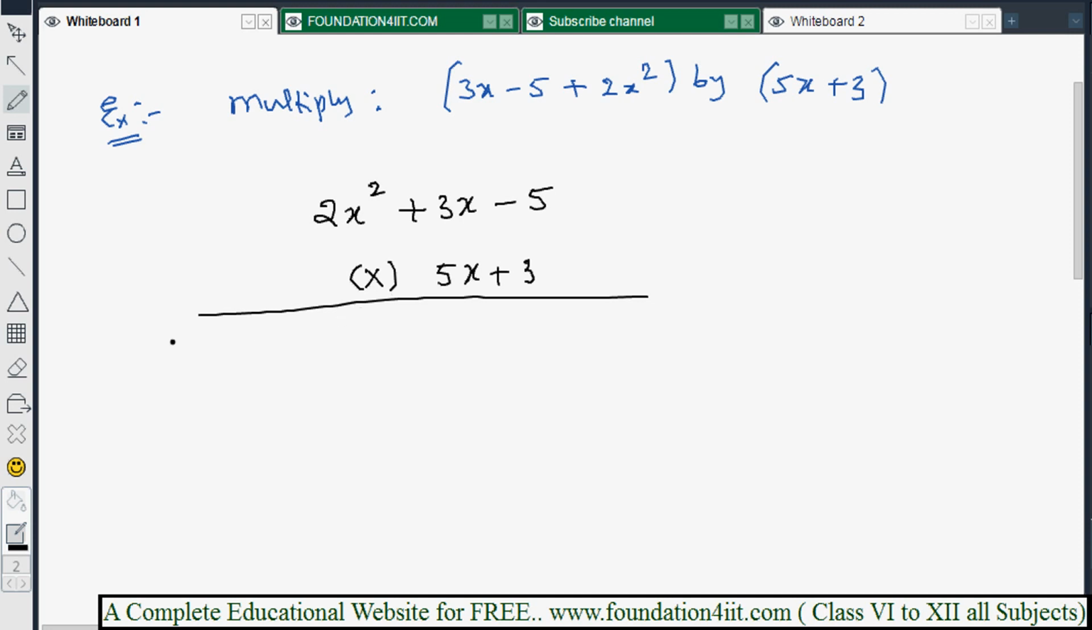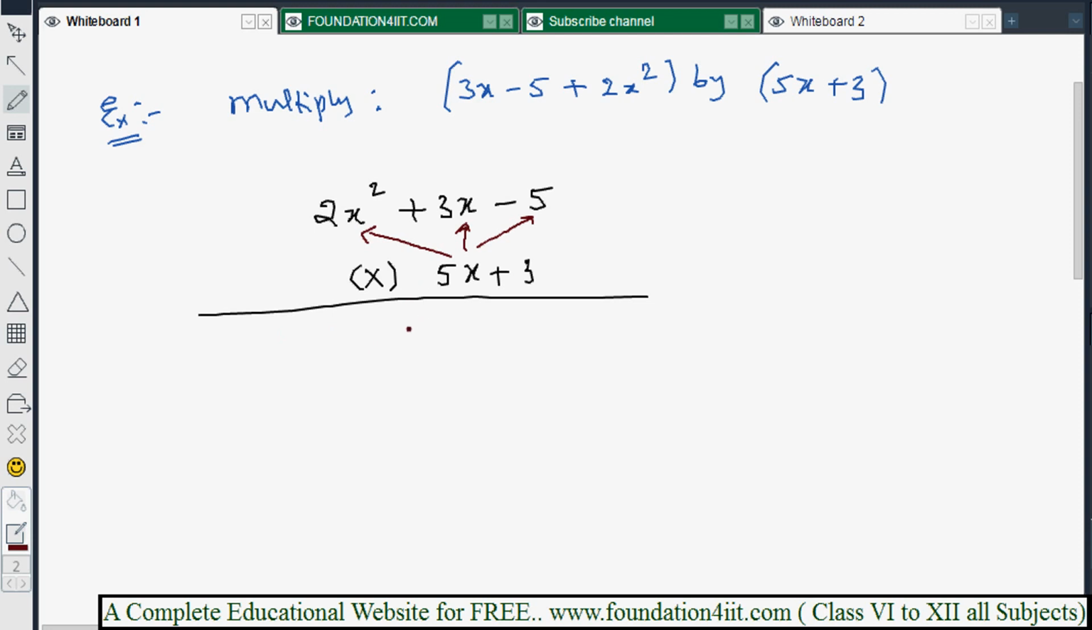So the thing is, we need to multiply every term. Now take 5x and multiply it with the above 3 terms first. It's very simple. Take 5x, multiply with 2x square. Again take 5x and multiply with 3x. Again with 5x, multiply with minus 5. And write in the first row. So first of all, multiplying by 5x.